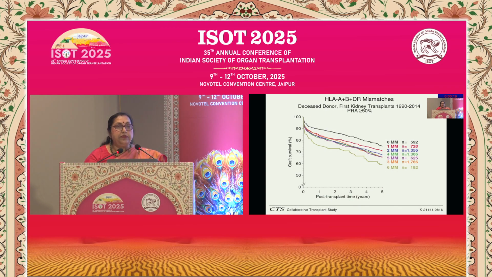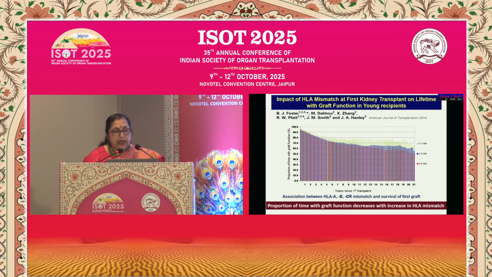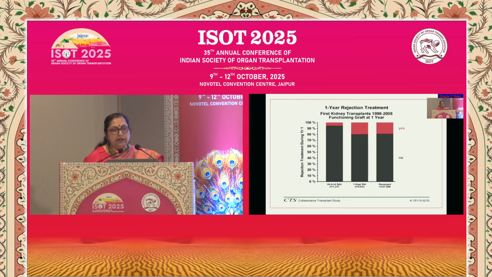The mismatches would lead to antibodies. And this is a very old graph from 1990 to 2014 indicating a collaborative transplant study that a 0 mismatch survival is definitely much better than 6 mismatch. I haven't changed it to any current graph because the fact is the same, that the mismatches are going to definitely impact the survival of the graft. And also the long term, if you see that the 0 to 1 mismatches, the long term survival is much better than the green graphs, and the red graph is the one which is 4 to 6 mismatches. Even the rejections are higher.